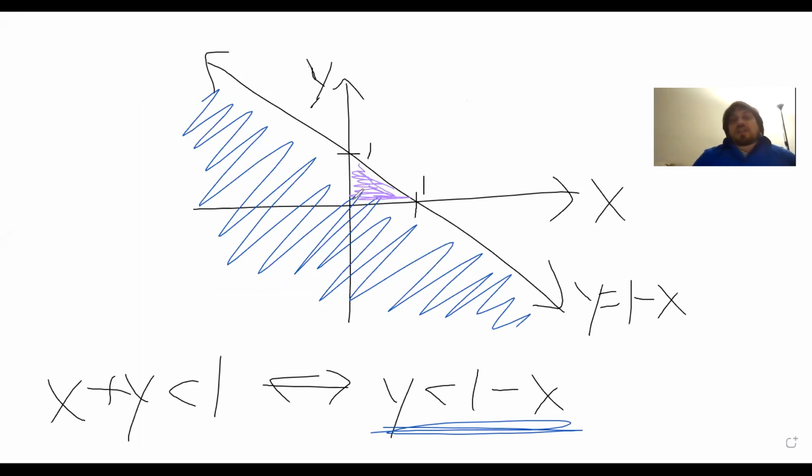It's not on the line. It's in between these lines. It's inside the triangle. Those purple points are the points where not only is it in the region C, but f of x comma y is not necessarily 0. Okay, so we only need to integrate here, below this line and in the first quadrant.